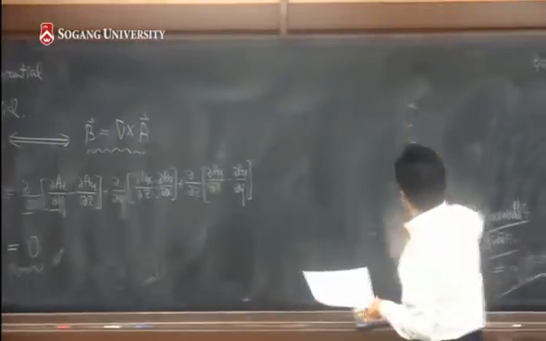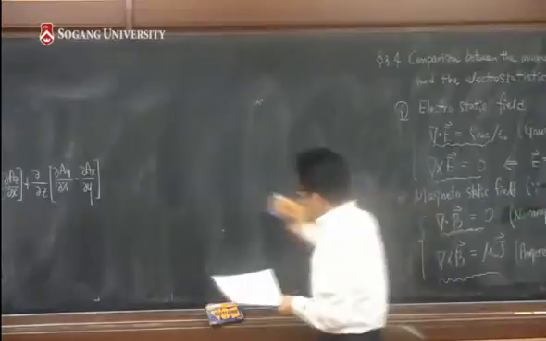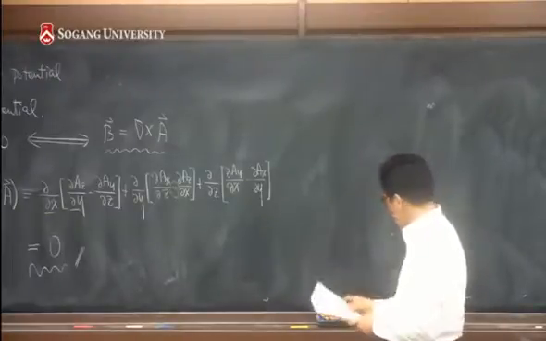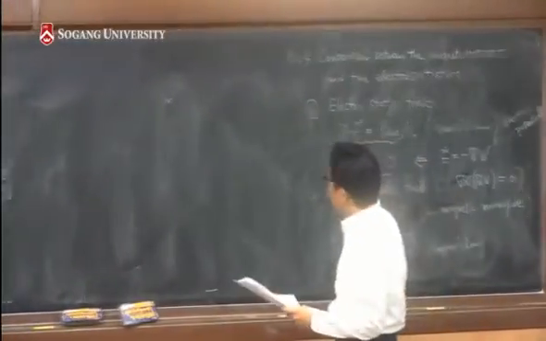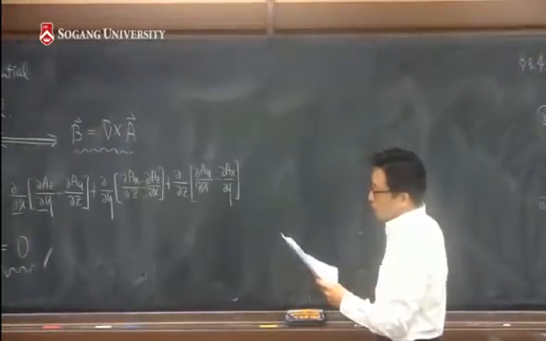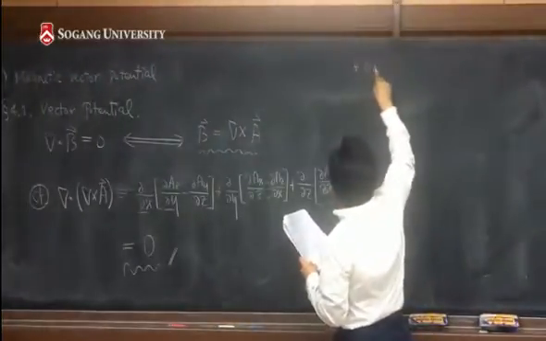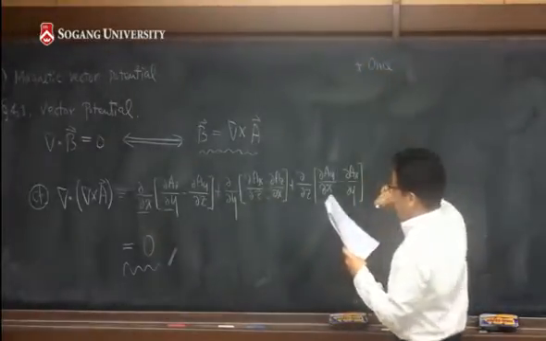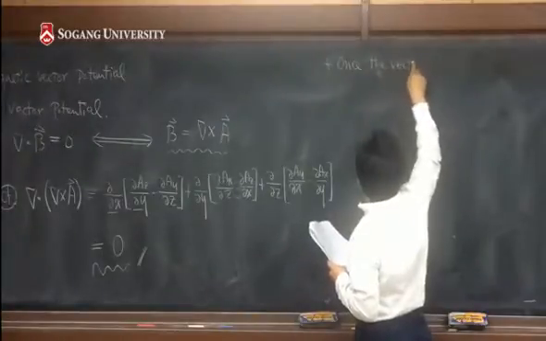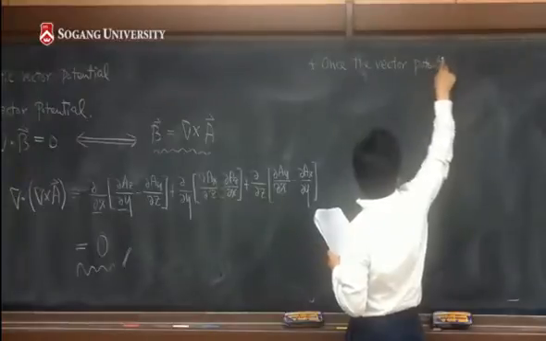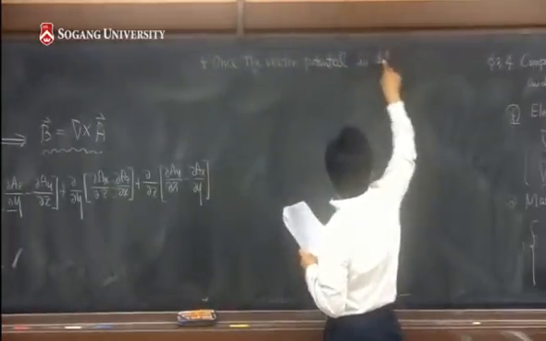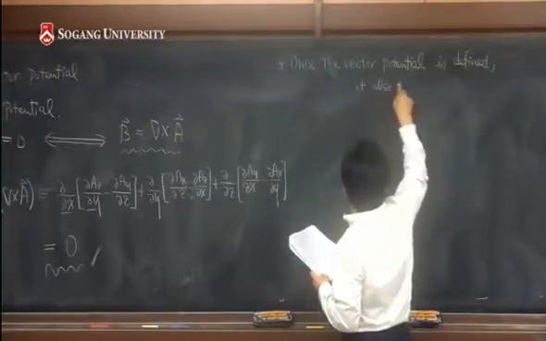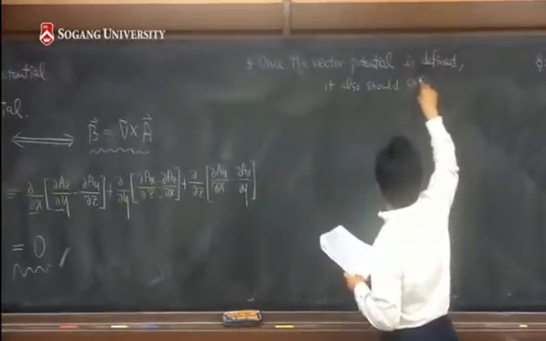But for the case of the vector potential, there is one more equation it should satisfy, which is the second Maxwell's equation for the case of a magnetic field: once the vector potential is defined, it also should satisfy Ampere's law.